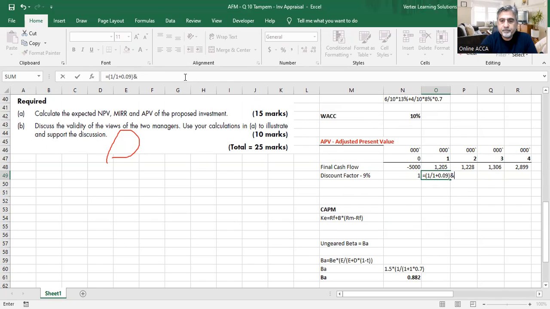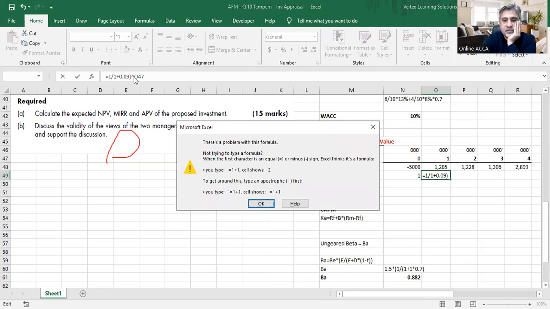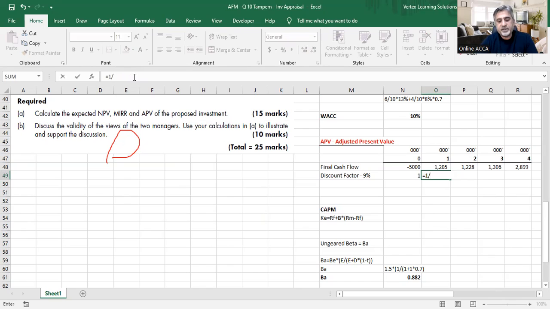And I would say power 1. Okay, so the bracket is not correct, sir. Yeah, and there should be a bracket after the divide rule. 1.09 power 1.